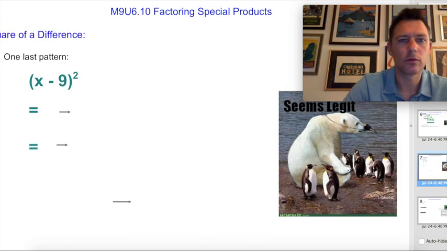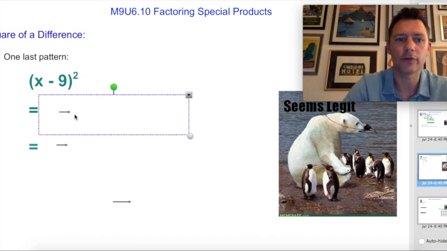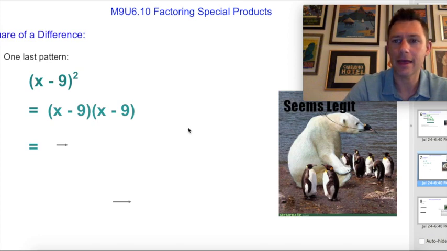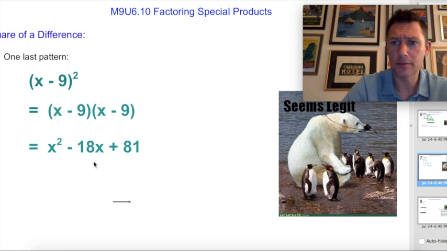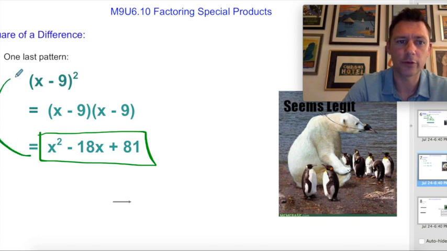Oh, one last pattern, same sort of idea. If you were trying to write this out, if you expanded it, it would look like that. Take that and FOIL it, multiply it. You end up with this, right? So that's fine. We usually are working from here since we're factoring and working backwards.